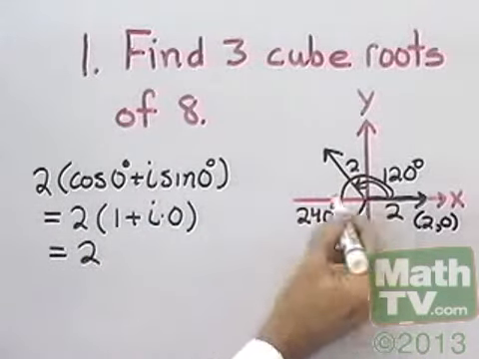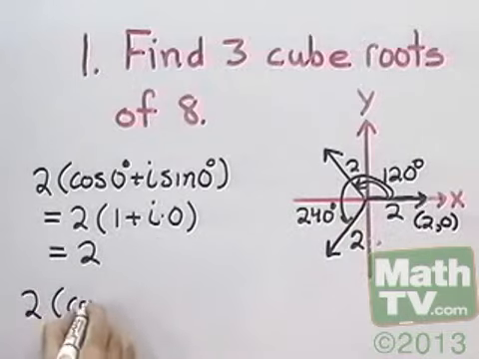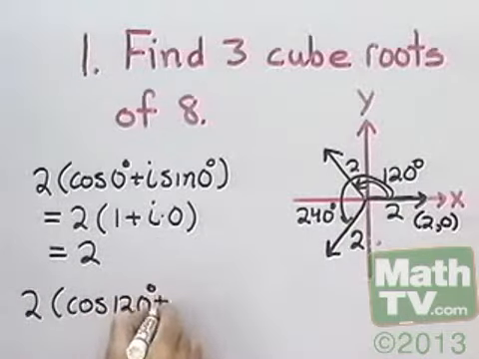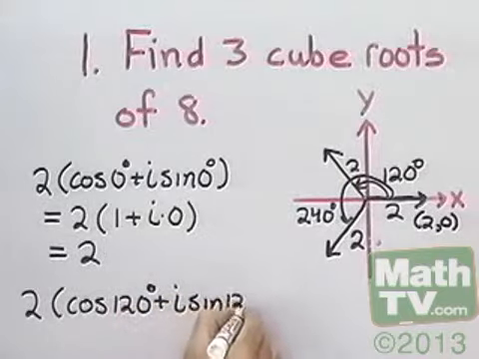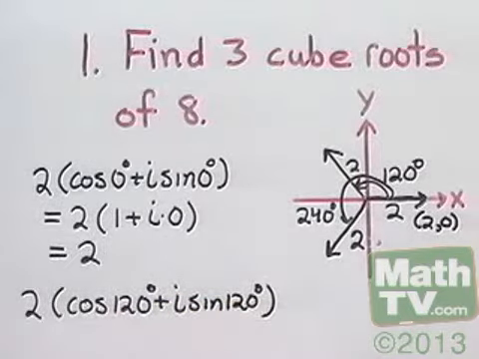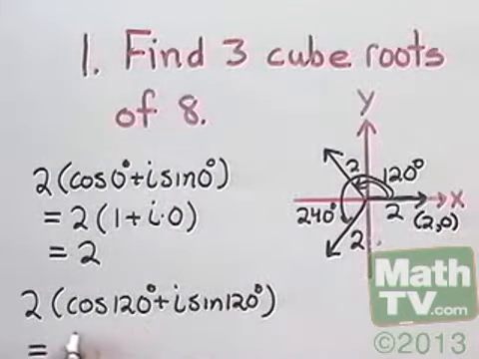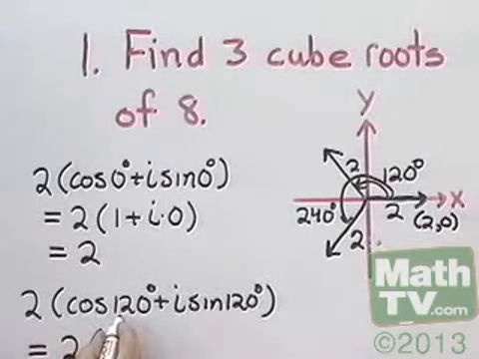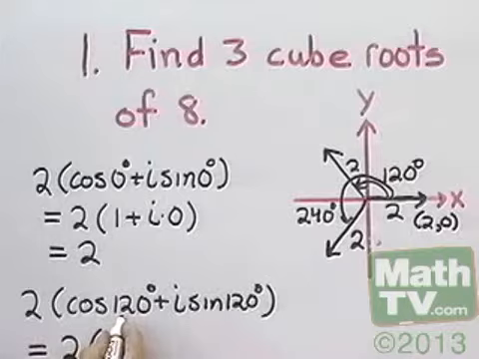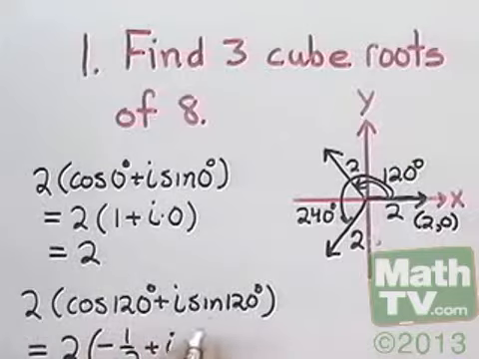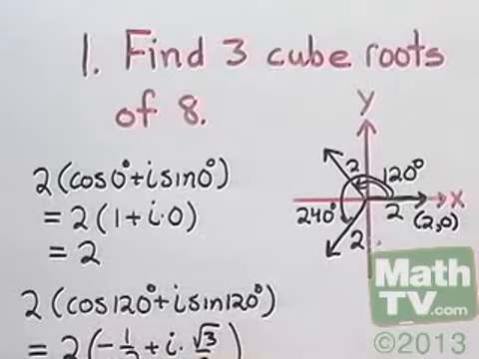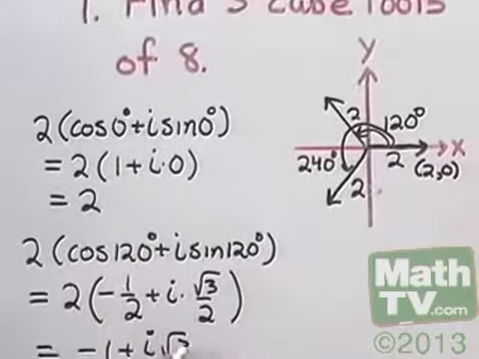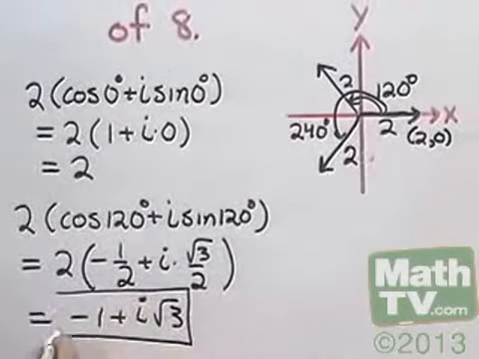Okay, let's look at this complex number right here. It's 2 times cosine 120 plus i sine 120. So I can see that the reference angle for 120 is going to be 60 degrees. So now I'll convert to standard form. This is 2 times cosine 120, which is the same as cosine of 60, which is 1/2, except it's negative because I'm in quadrant number 2. So negative 1/2 plus i times the sine of 120, which is square root 3 over 2. I multiply by 2, and I end up with negative 1 plus i square root 3. So there is my second cube root of 8.